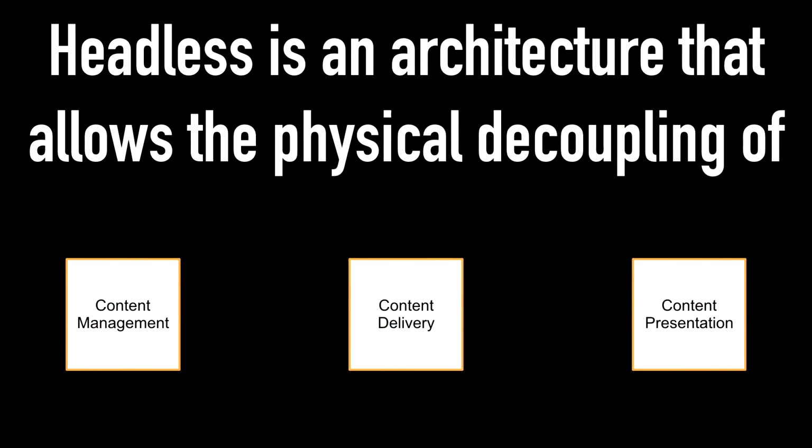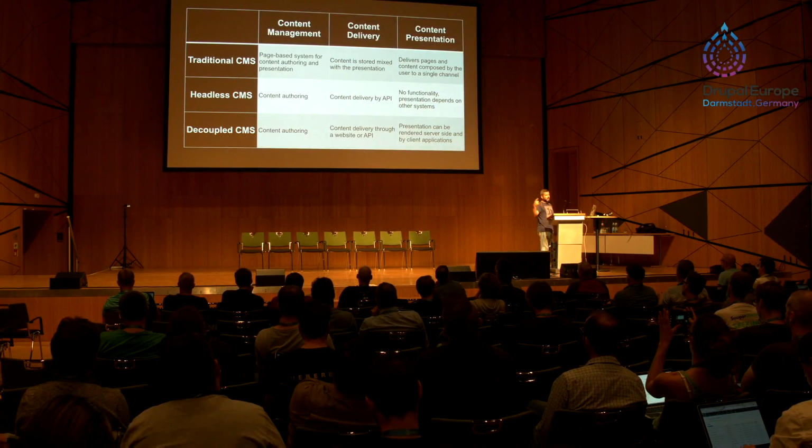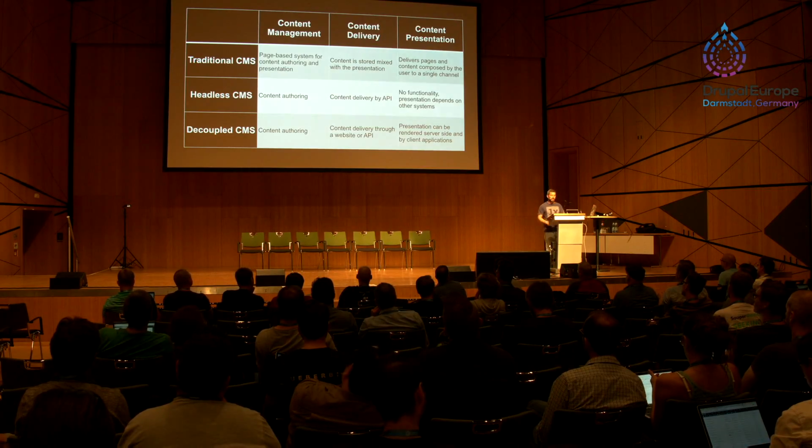So let me quickly explain headless, even though you already know it. Headless is an architecture or a paradigm, a concept that allows you to decouple the way you manage your content from the way you deliver the content and the way you present the content. These are the stages of content management. This table represents how a traditional CMS differs from a pure headless CMS and a completely decoupled CMS. The content management is more or less common in the three platforms, but the delivery and the presentation are what changes. The presentation is the most important part. Delivery is always through an API, web services, but the presentation is the key.